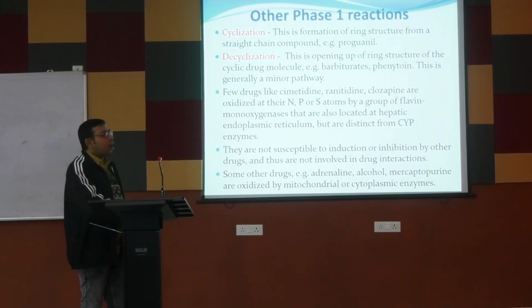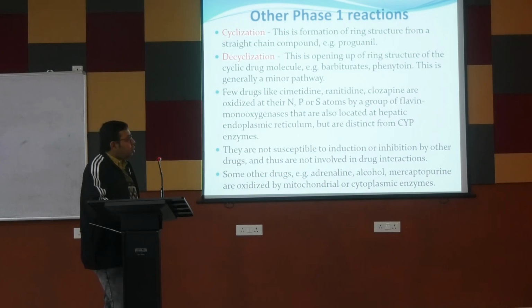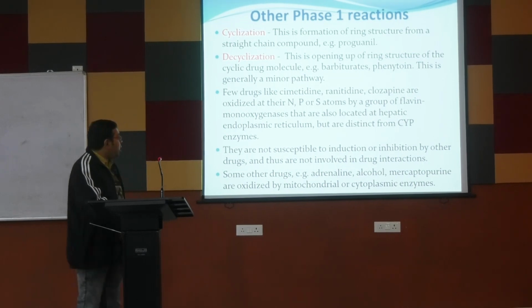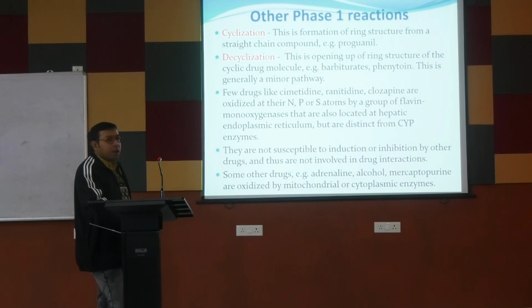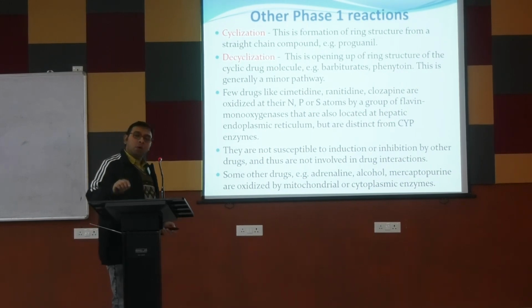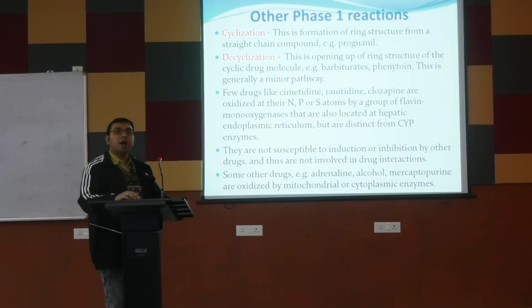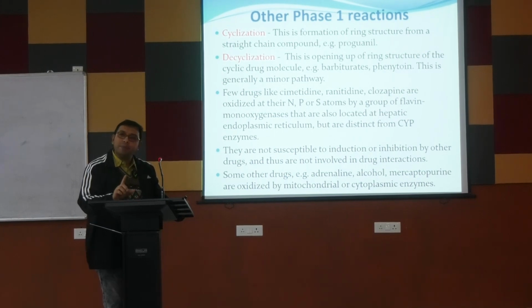Clozapine is basically an antipsychotic drug. Ranitidine, you know about this, is used in peptic ulcer or dyspepsia. Now, these drugs are not susceptible to induction and inhibition by other drugs, and thus are not involved in drug interactions. That is, drug interactions usually happen when drugs are metabolized by cytochrome P450 enzymes.